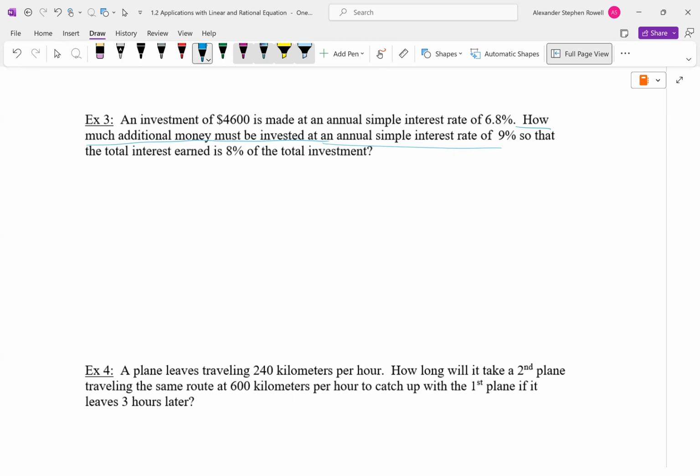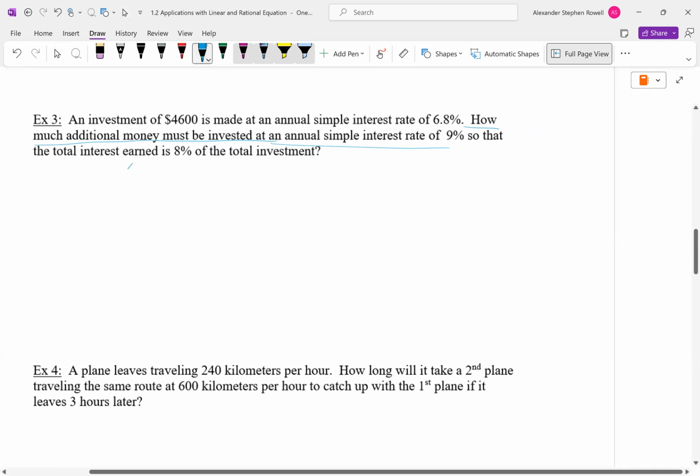So we'll write that and label it. And this would be a 5-point problem on a test. And just for labeling your variable, you'll get 1 point. Easy point. Money invested at 9%.